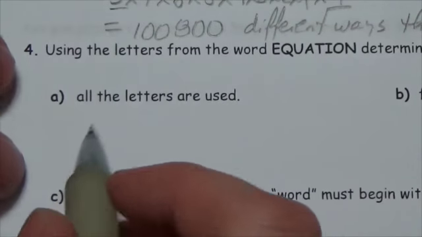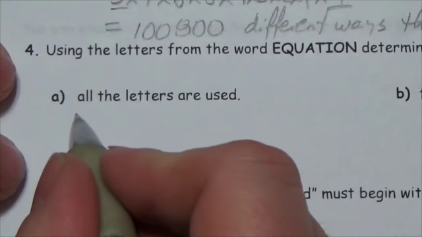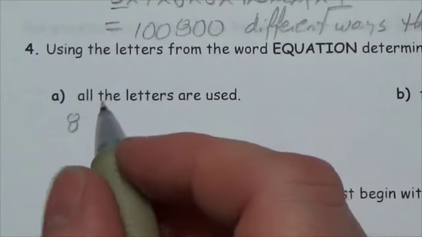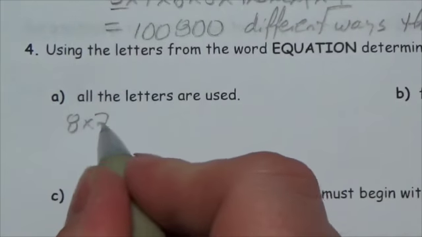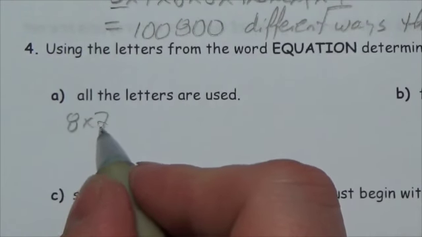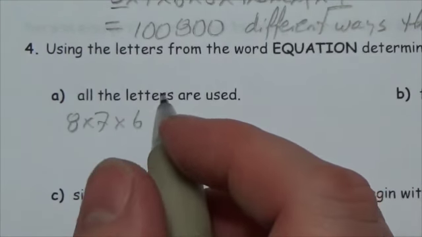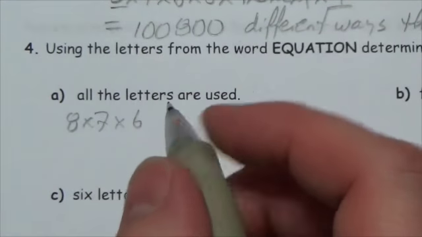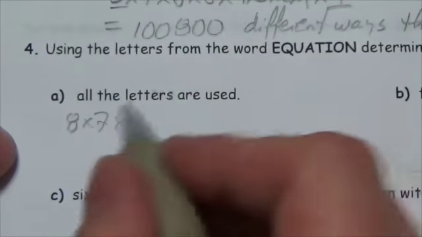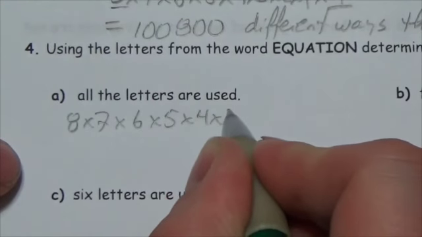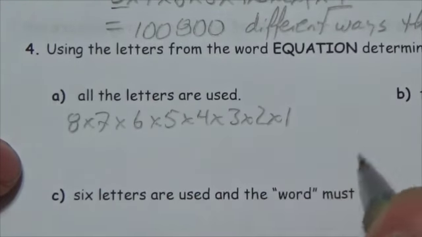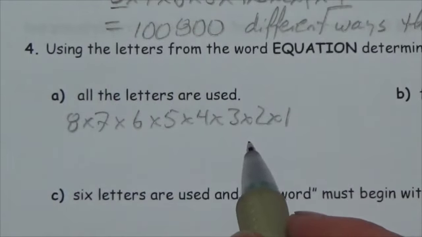choose which one comes first. Well, I've got 8 letters to choose from there. After that, how many letters am I left with? Well, I've got 7. And then how many? Well, then I've got 6 to choose from. And you should be seeing the pattern coming up here. This is just going to go down. Every time we choose, we're going to lose another choice there.